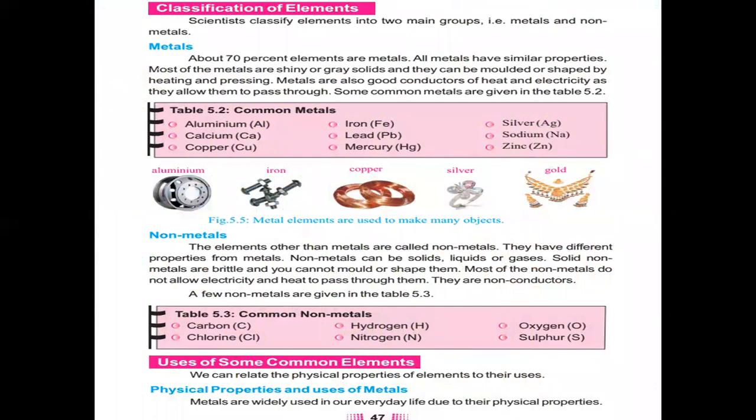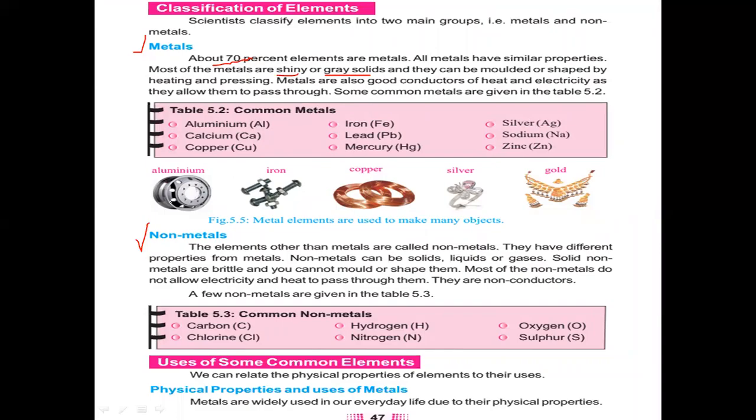If we see some classification of elements, we will see there are two types: some are metals and some are non-metals. About 70% of elements are metals, and they all have almost similar properties. Number one, very important, they are shiny, gray solids. If you see they are shiny or grayish in color, they are metals.